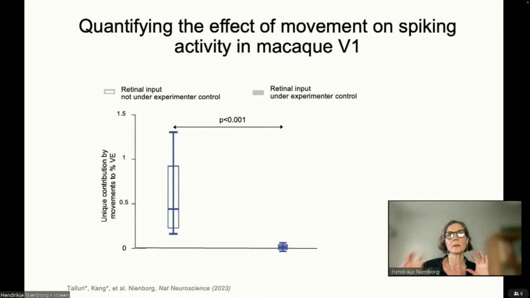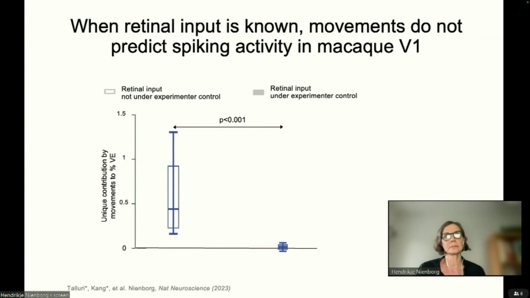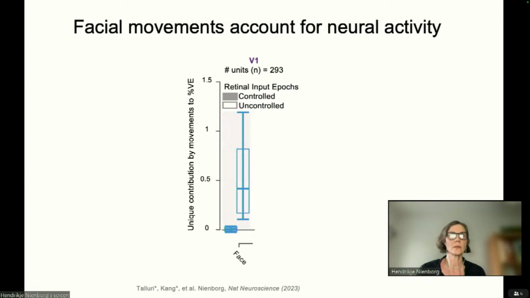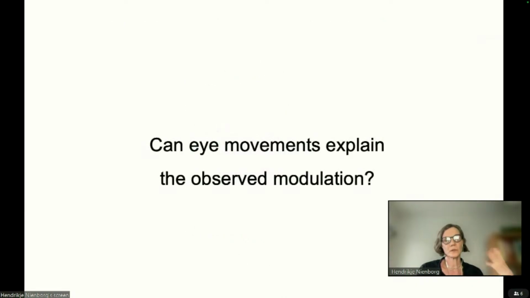Now, we had recorded one camera pointing at the face, the other at the body. So when retinal input was known, the movements did not predict spiking activity. And when we did this analysis separately for the two cameras, we found that the camera pointing at the face really replicated this main finding, but for the camera pointing at the trunk, we did not see any variance explained by these movements in either epoch. So to summarize this part, we found that only these facial movements, but not the body movements, contributed to this neuronal activity, and only during these epochs when the retinal input was not under our experimental control. Which led us to wonder whether this could have something to do with the eye movements.